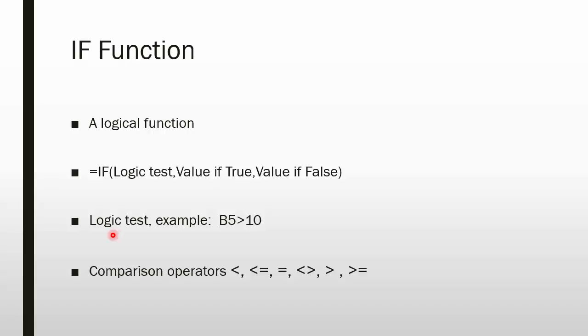For example, if what's in cell B5 is greater than the number 10, then that's a logic test. That gets either a yes or no, true, false answer. Based on that, if that was your logic test in your IF statement, you would then move on and do whatever was in the value if true, or if that was false, whatever was in the value if false.